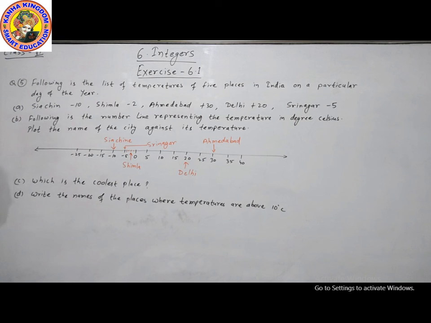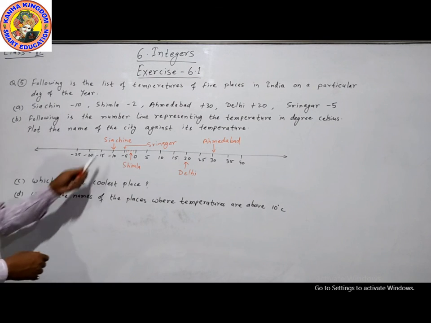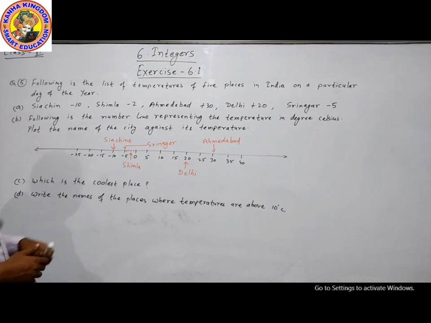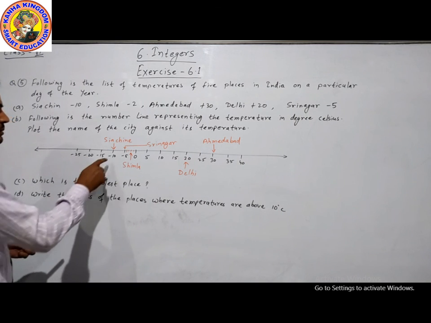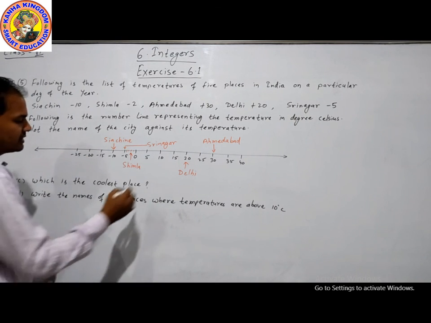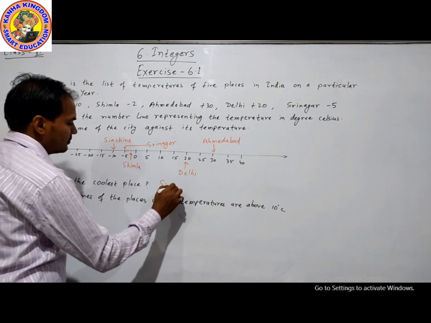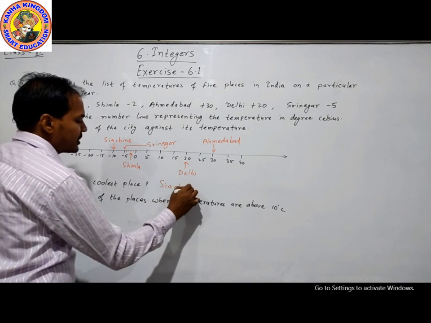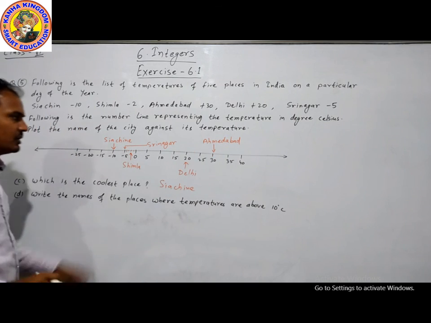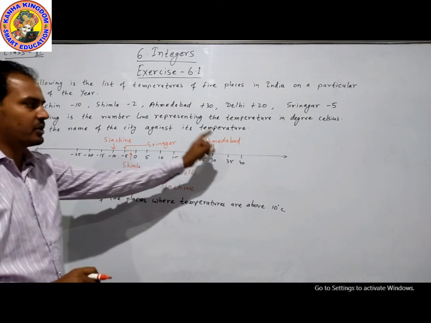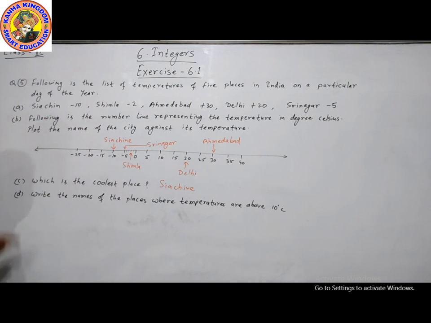Which is the coolest place? The coolest place is Siachen. It has the least value, minus 10. So the answer is Siachen. The hottest place is Ahmedabad. Coolest place is Siachen, hottest place is Ahmedabad.